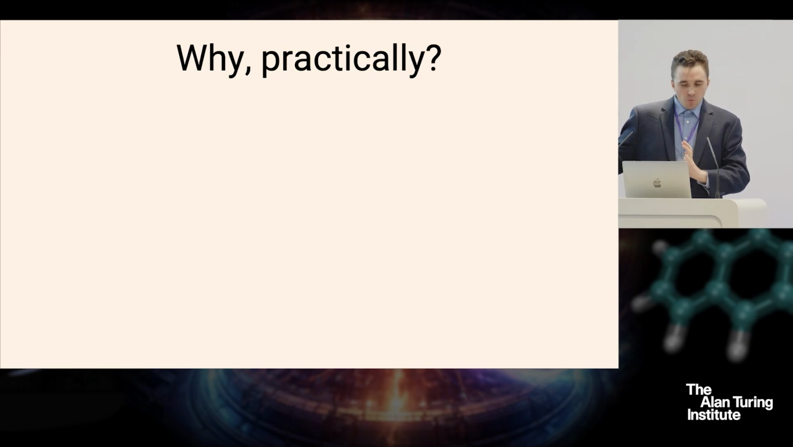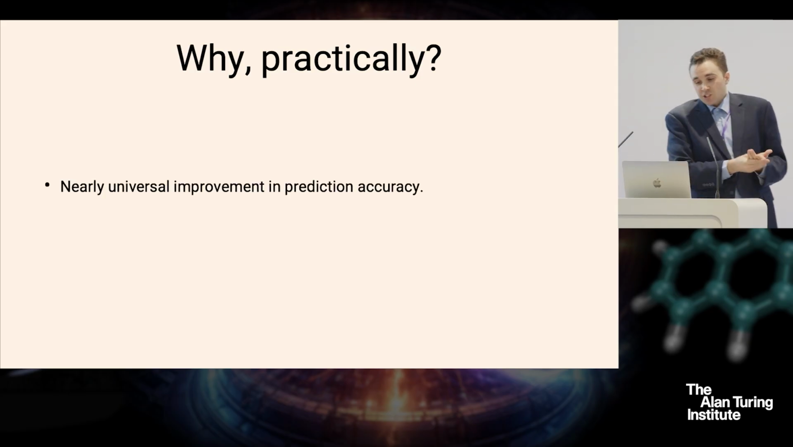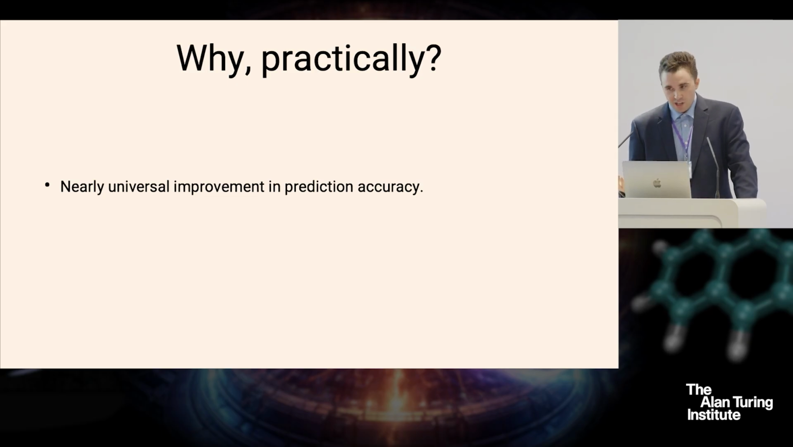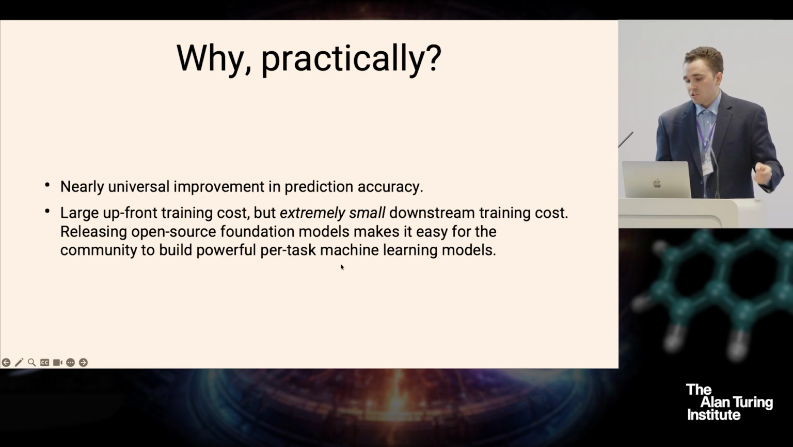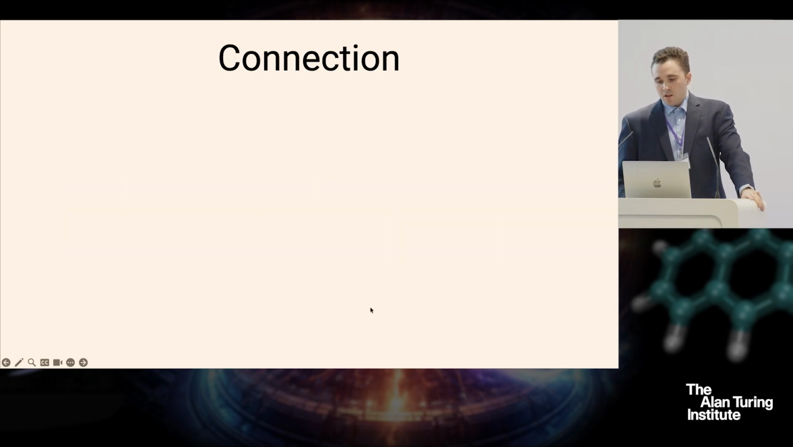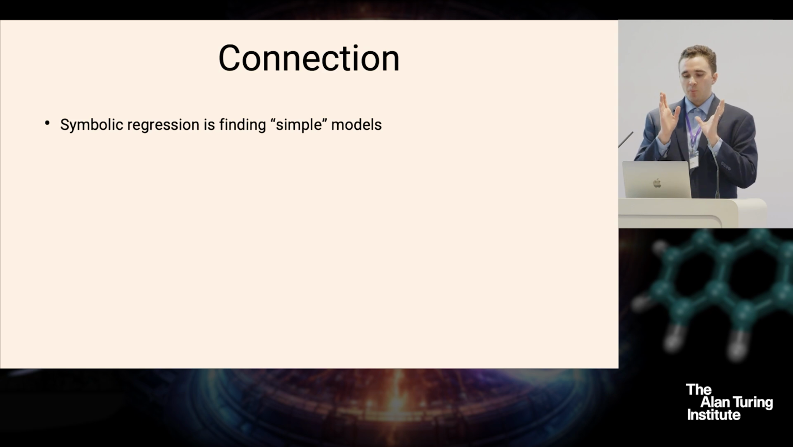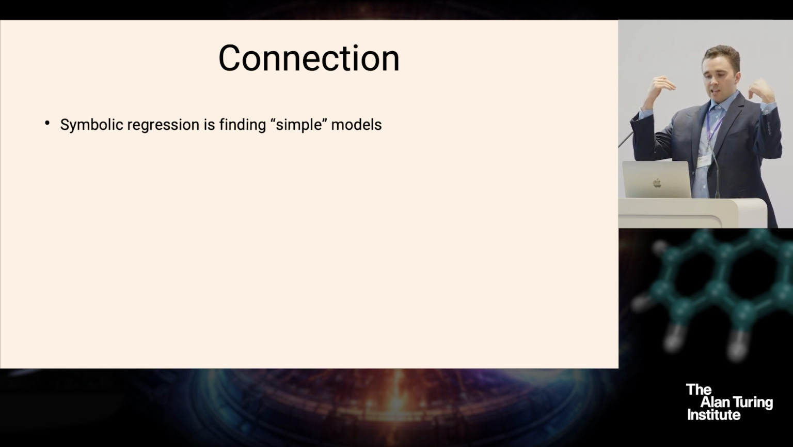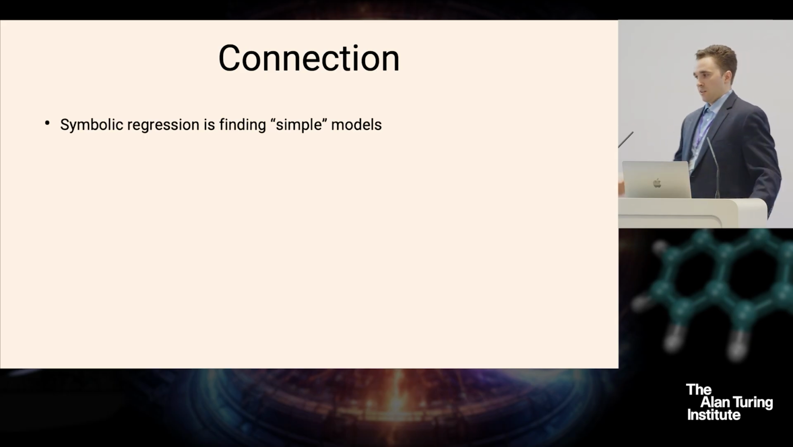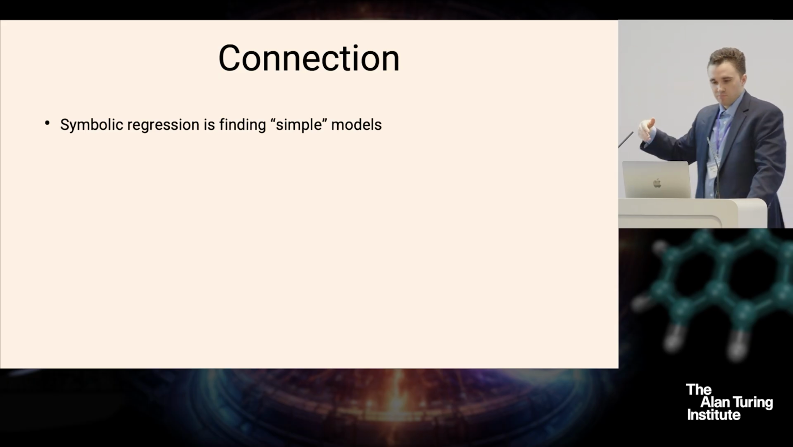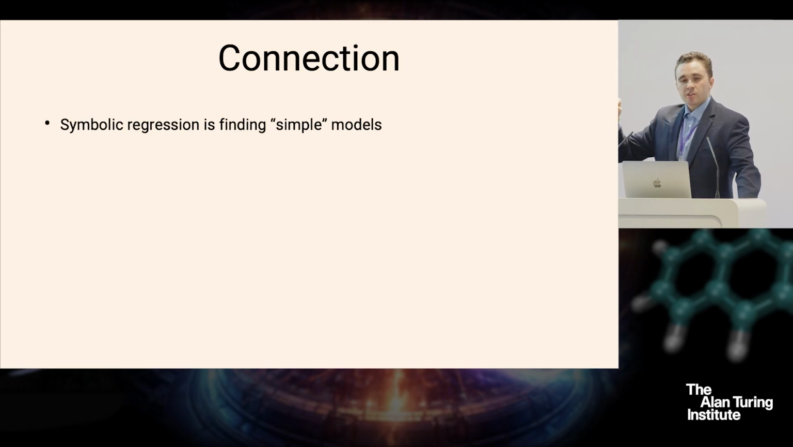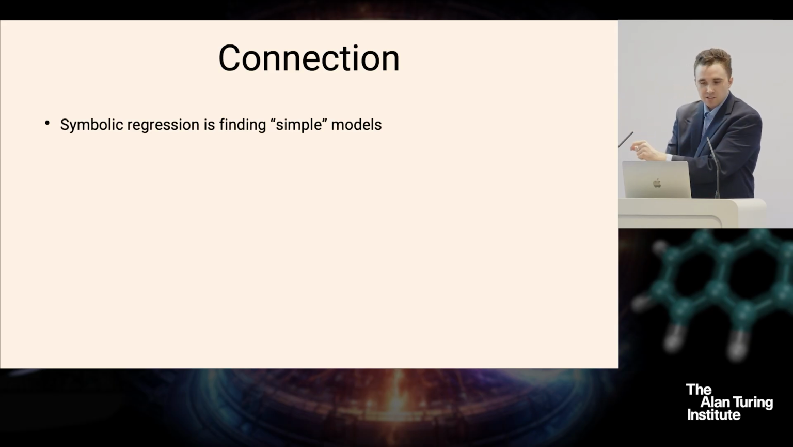So practically, why use foundation models? You get this universal, or nearly universal, improvement in prediction accuracy for many problems. The downside is that there's a large upfront training cost, but for specific users there's a smaller downstream training cost. The connection between foundation models and symbolic regression is that symbolic regression is finding simple models in terms of the operators that you picked. Addition is simple in my mind, multiplication is simple. They're simple because they're useful. And my symbolic regression algorithm is going to find models that are small in that basis.